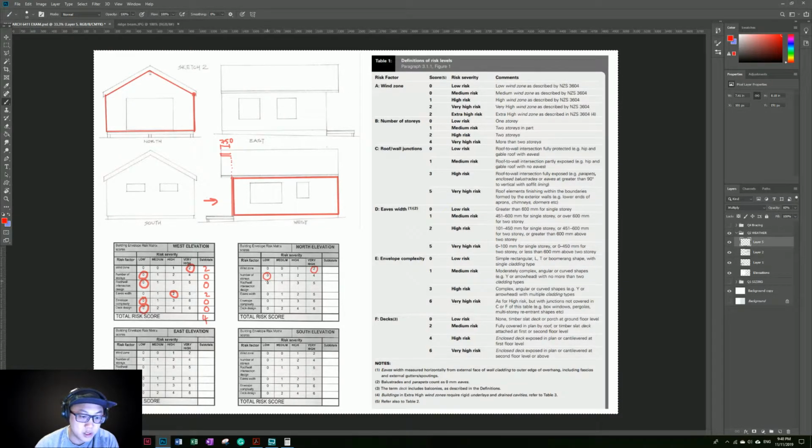So it's a low risk. There's no, well, I won't say no way, but it'd be hard for the water to get up there. The eaves width, because now it's higher than 600, it's 750, and you can see that in the previous drawing. So it's a low risk again. And the envelope complexity is still a flat face. There's no recess in the wall. So it's still low complexity.